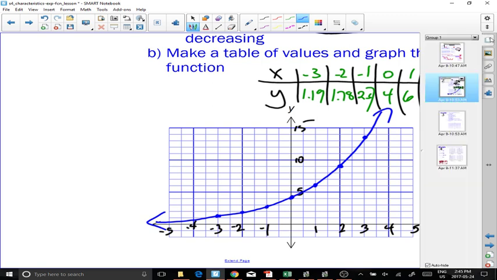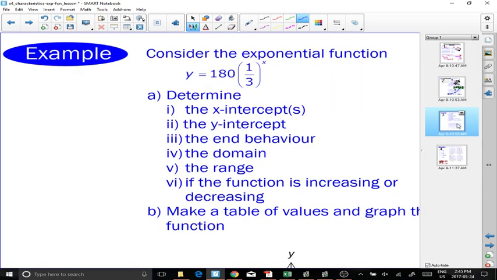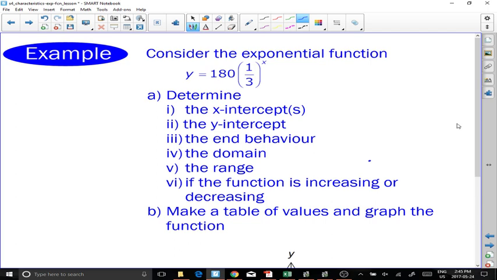A couple more examples. Here's the first one. Same idea. This time we've got 180 times 1/3 to the exponent x. We want to know stuff like the x-intercept, the y-intercept, etc., etc. Let's figure all this out. Hey, what's the x-intercept? None. That's right. Don't put 0, because that implies that 0 is your x-intercept.